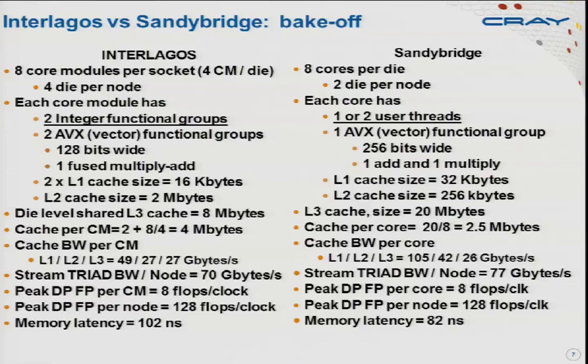On the left-hand side, Interlagos had 8 core modules, is the term that we came up with, per socket. But those core modules were split, with 4 core modules per die. Right-hand side, Sandybridge, 8 cores per die, and there's only 1 die per socket, right? Next one, 4 die per node on Interlagos, because we have 2 sockets, 2 dies per socket. On Sandybridge, only 2 die per node. Again, this is repeating what I just said. Fewer die means fewer NUMA nodes, a term that people use fairly often as well.